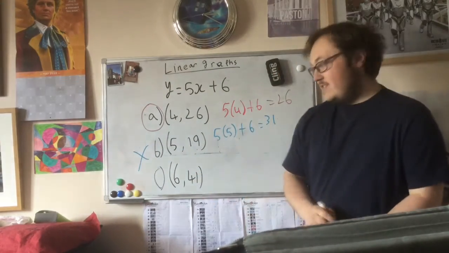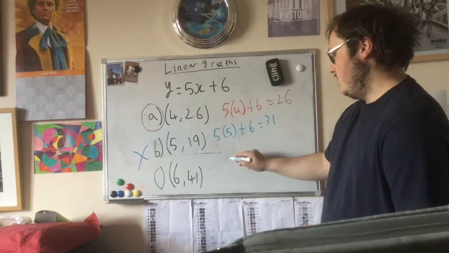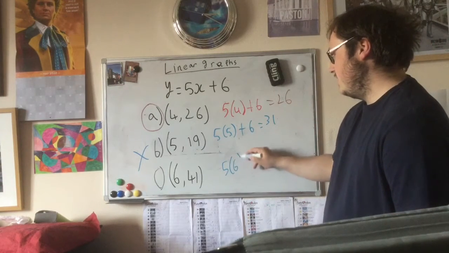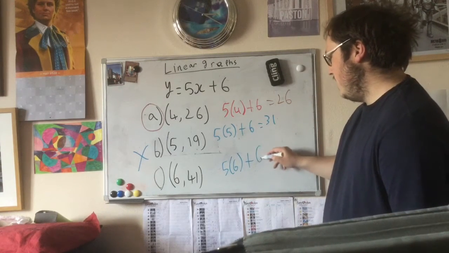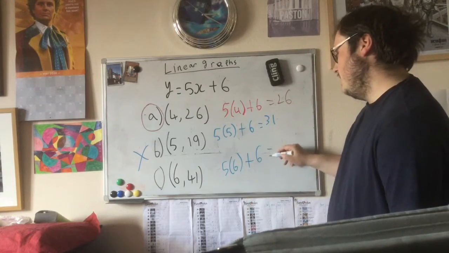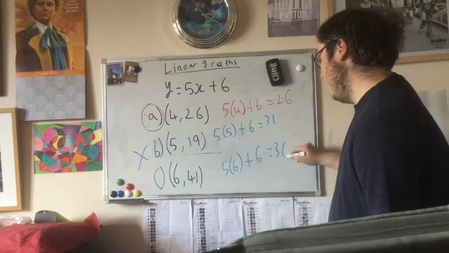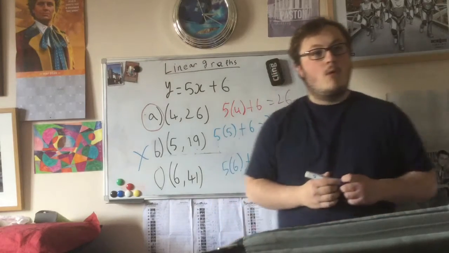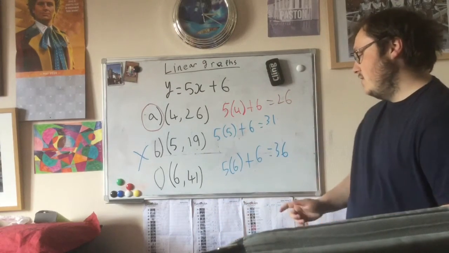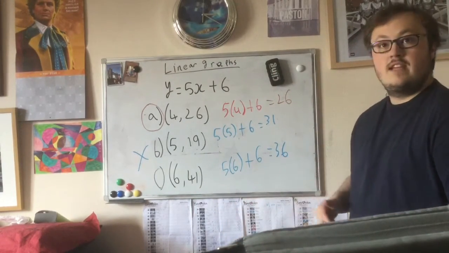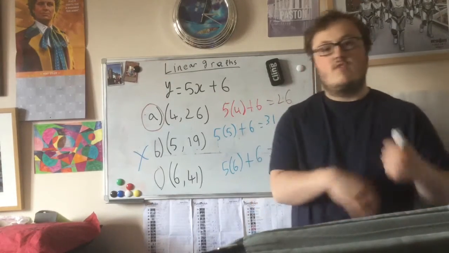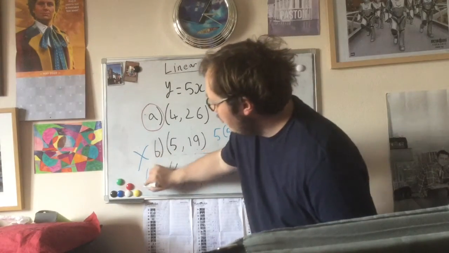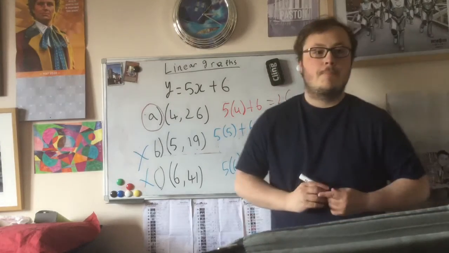For the final one, (6, 41), so let's do 5 brackets 6 plus 6. 5 times 6 is 30, plus 6 equals 36, so it doesn't match. But how they could have got 41 by accident is they might have done 6 times 6 and added 5 instead. They might have just got the numbers mixed up, which is why this coordinate doesn't work.